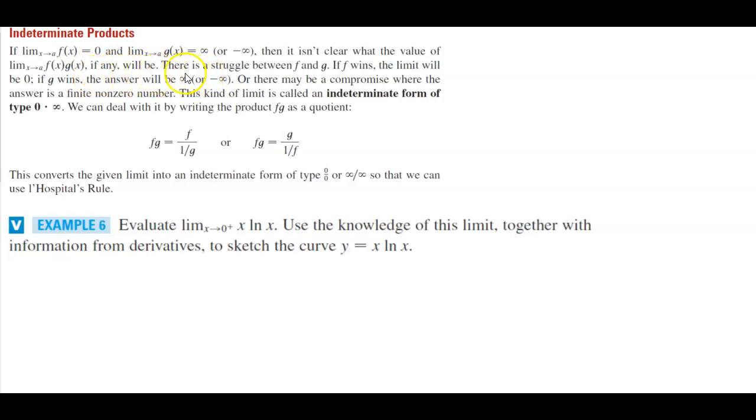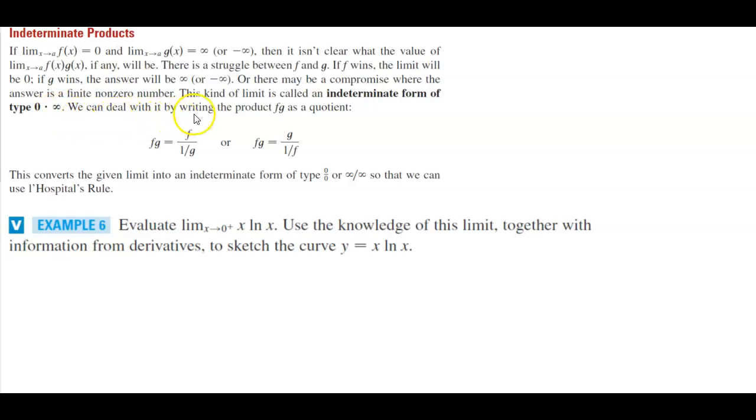Now, there is a struggle between f and g. If f wins, the limit will be 0. If g wins, the answer will be infinity or negative infinity. Or there may be a compromise where the answer is a finite non-zero number. This kind of limit is called an indeterminate form of the type 0 times infinity.